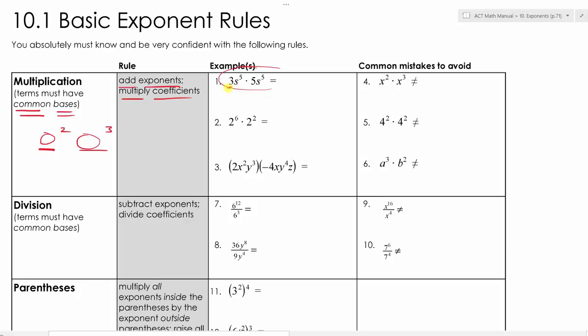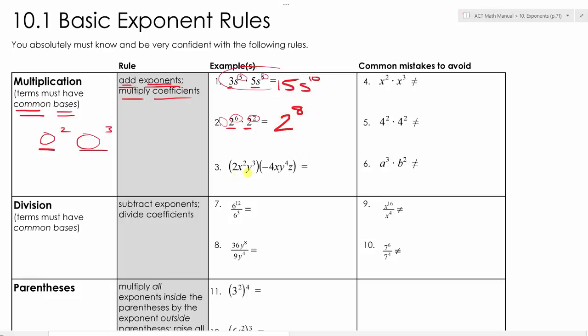So what we do in example 1 is we multiply the coefficients, we get 15, we add the exponents, and we would get 10. Down here in number 2, we have bases of 2 and different exponents. So remember, all we do is we add the exponents and multiply coefficients. There are no coefficients here. Remember what I said before, this 2 is not a coefficient, it is a base. So we don't change that base, we simply add the exponent.